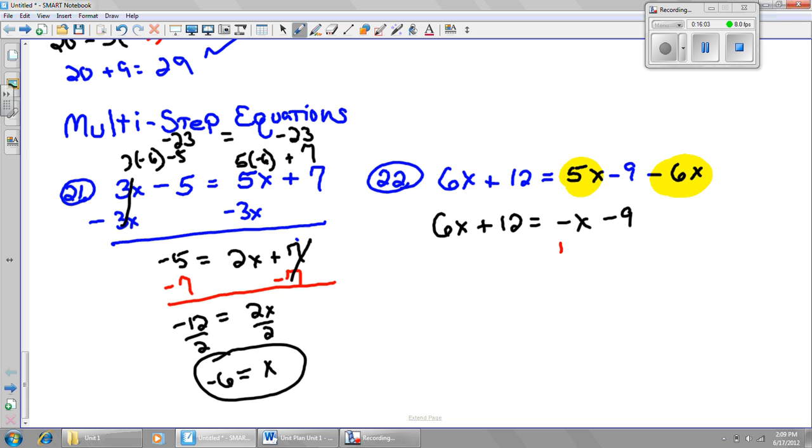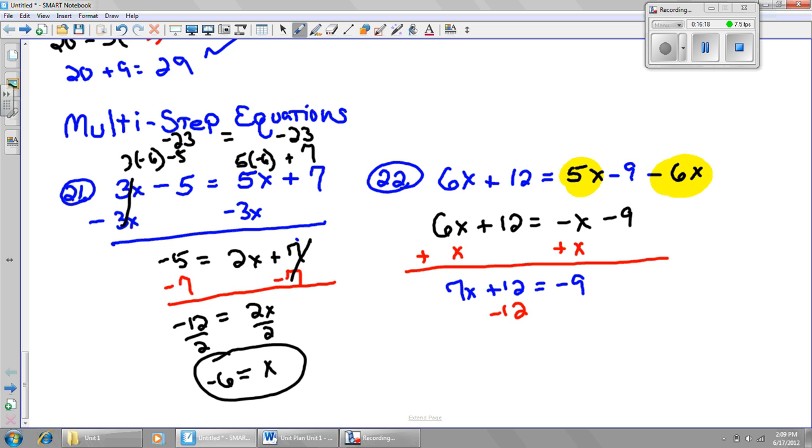Add x to each side. I always want to get rid of the x that is smaller. Make my work easier most of the time. I'll get 7x plus 12, and that'll equal negative 9. I'll subtract 12 from each side.